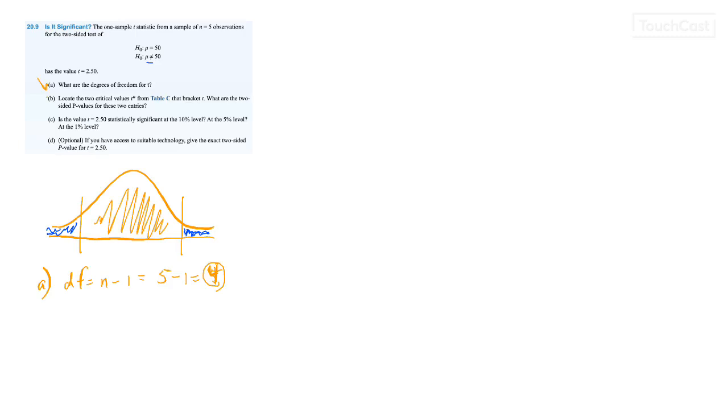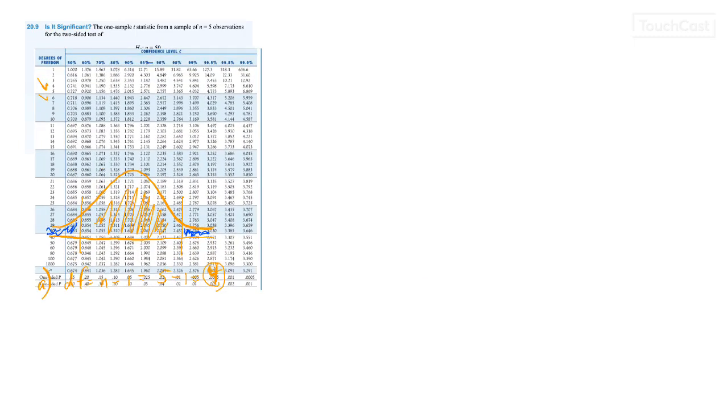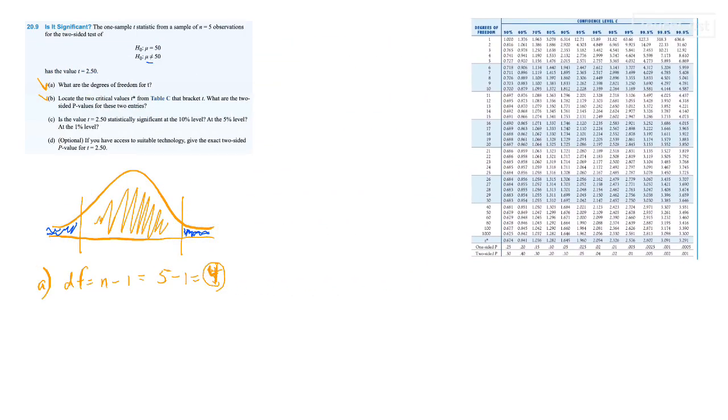So now it's asking us to locate the two critical values t star from the table that bracket t. So what are the two-sided p-values for these two entries? So there is opportunity here. We need to look at the t-table, and I just put the t-table up here. So we have a t-value that we're going to be looking up, which is 2.5.